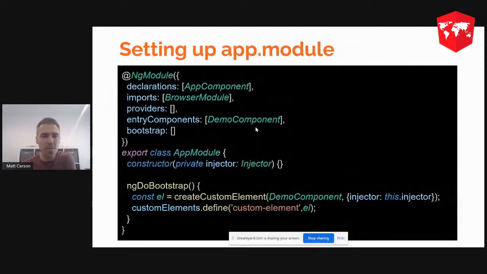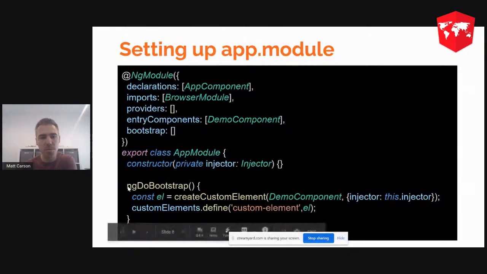So in the app module, you first don't need a bootstrap. Normally you would bootstrap the app component, so you're going to take that out, and then you also have to add this entry components array, and you're going to add the custom component that you're going to use as your element here. And then since you're not bootstrapping anything, you're going to use this ngDoBootstrap, and that's where you're going to register your custom element. So I'll switch back to the code and we'll do that.